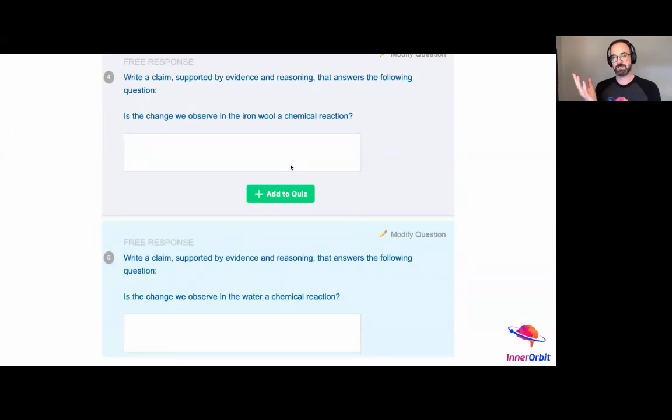At the end of this cluster of questions, we have the actual three-dimensional CER statements, the real juicy stuff. So now write a claim supported by evidence and reasoning that answers the following question. Is the change we observe in the iron wool a chemical reaction?